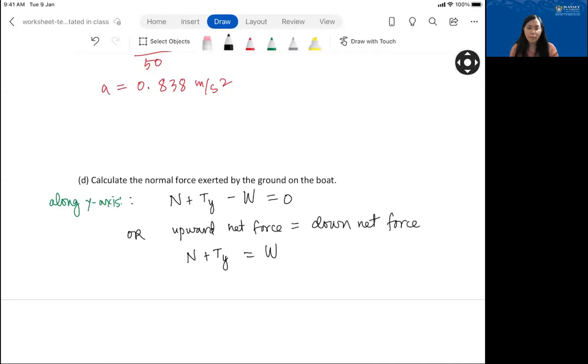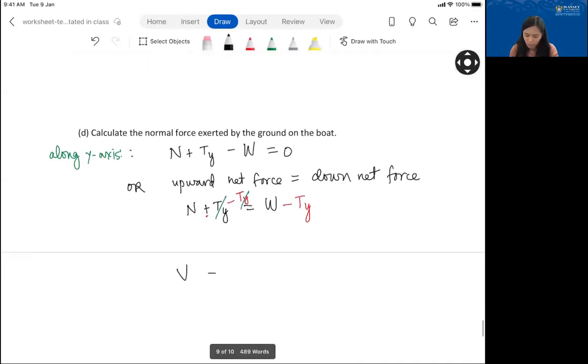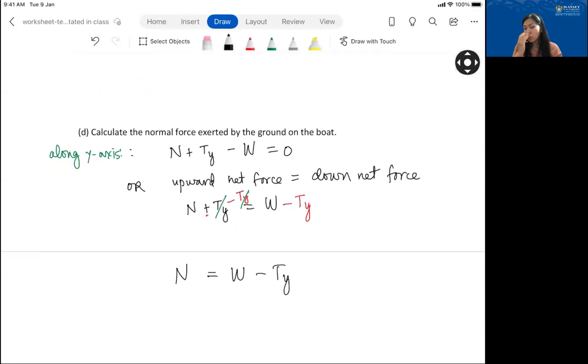We want to find the normal force, so we rearrange this equation to isolate normal. The normal force is tied with the y component of the tension via this plus sign. So to undo the plus sign, we need to do a minus. If we minus Ty, we eliminate Ty on the left side, but we also have to minus Ty on the right. Ty minus Ty is 0, and we're left with just the normal force on the left side. That's equal to weight minus Ty, the y component of tension, on the right side.